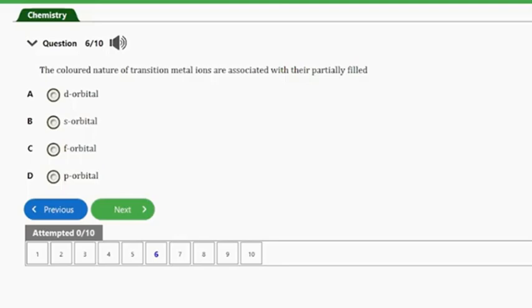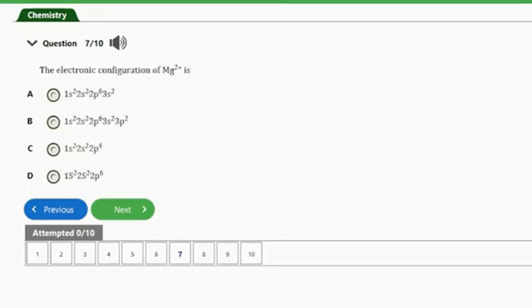The colored nature of transition metals is actually associated with their partially filled D orbitals. So this is because the D orbitals of transition metals can absorb certain wavelengths of light. So this will result in the color we see in these metals. So let's go ahead and consider the next question.